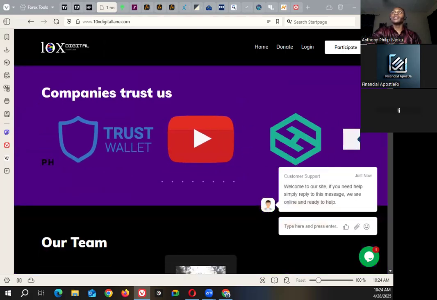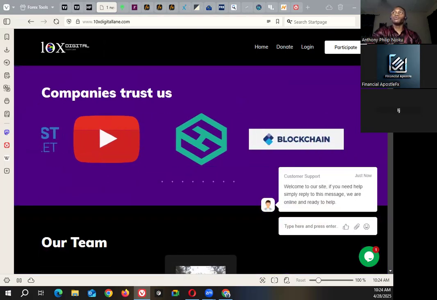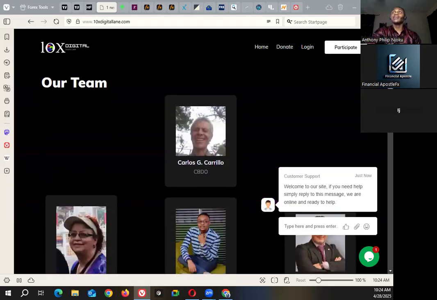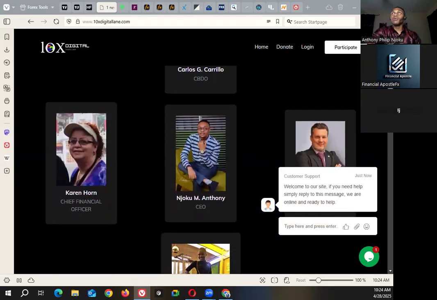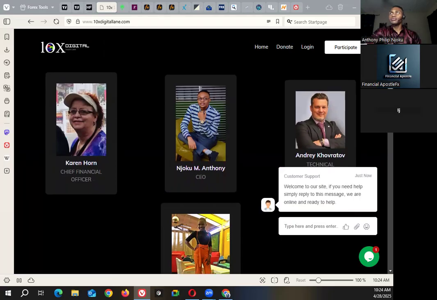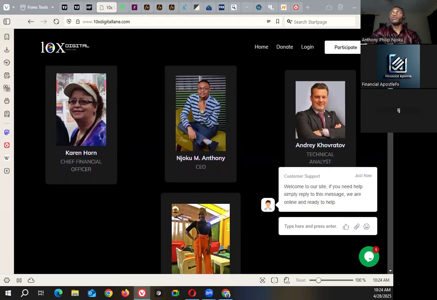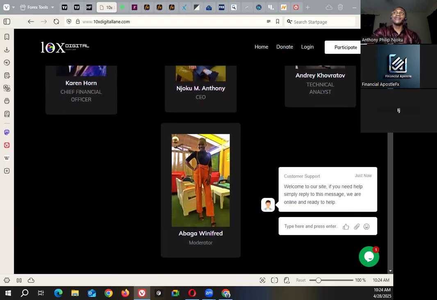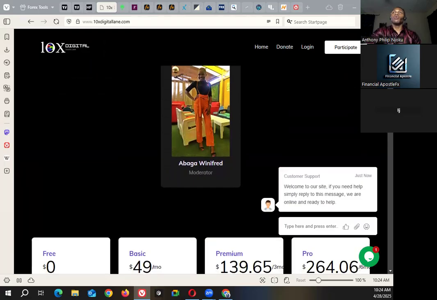So these are some of the companies that trust us and the companies we use to offer these services to our clients. These are our team members, our global team. We are more based on having an ecosystem of decentralized teams across the globe, because that way we are able to get the finest skill sets to work with us.